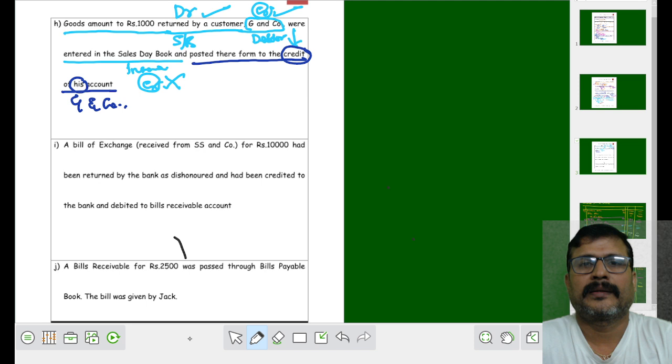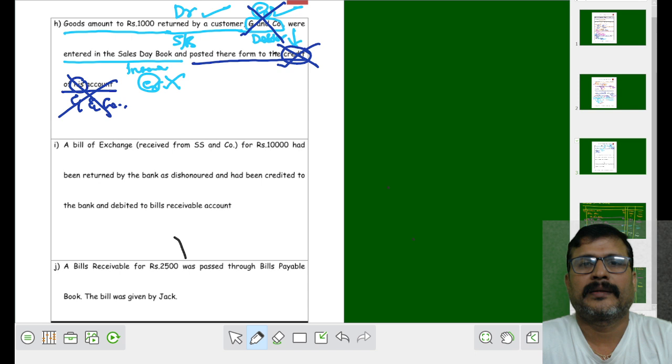क्या करना अब? ये तो कैंसल हो जाता. क्यों कैंसल हुआ? Because it is correctly entered. Rectification is not to be done for correct entry. Rectification is to be done only for the wrong entries. I hope you understood? G and company को आपने credit करना था. When you read this sentence, it is being correctly credited. Credit correct हुआ. So we have to ignore it.